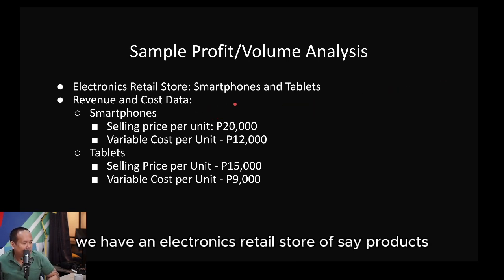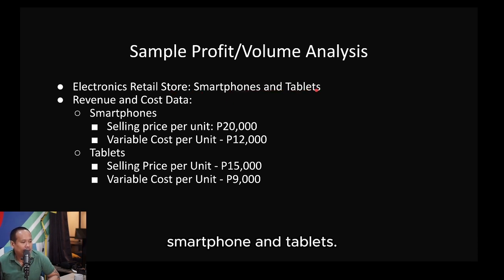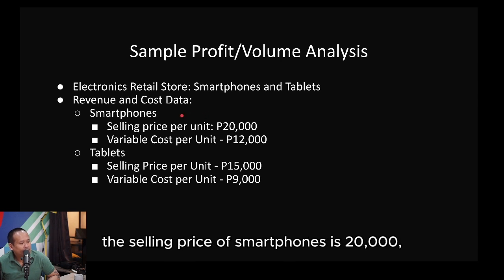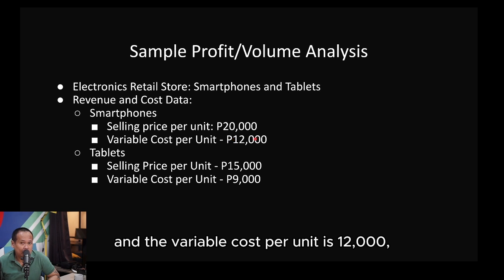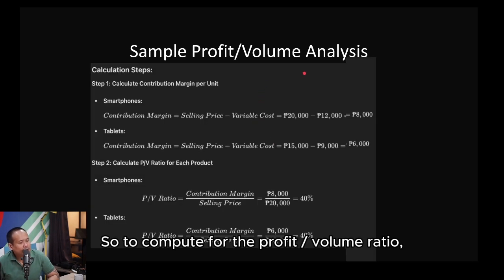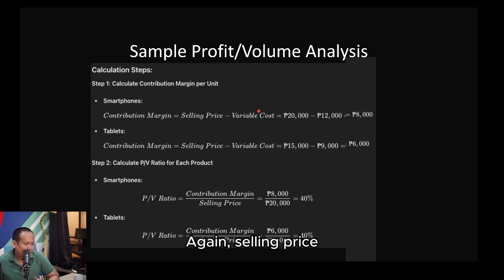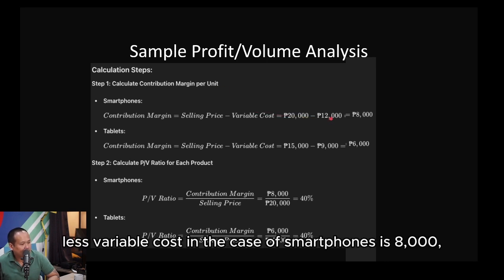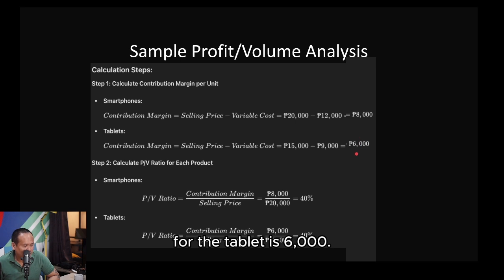So in this case, we have an electronics retail store selling, say, two products: smartphones and tablets. Based on revenue and cost data, the selling price of smartphones is 20,000 and the variable cost per unit is 12,000, while the tablet's selling price is 15,000 and the variable cost is 9,000. To compute for the profit volume ratio, we calculate the contribution margin first. Again, selling price less variable cost. In the case of smartphones it is 8,000, and for the tablet it is 6,000.